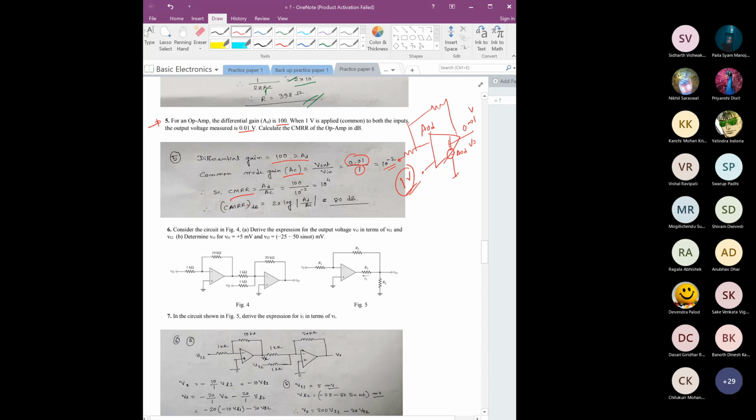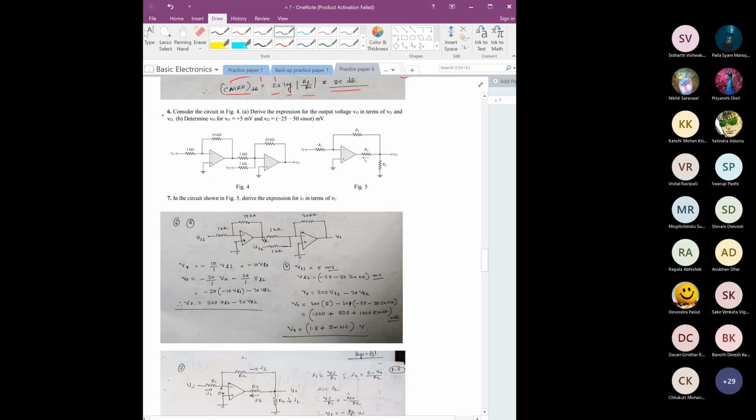So CMRR, we also know, is basically AD by AC, that is the differential gain by common mode gain. Better to take the mod, because you do not know whether you are using an inverting amplifier or non-inverting amplifier. So 100 by this gives 10 to the power 4. If CMRR has to be represented in dB, then CMRR in dB is 20 log of mod of AD by AC. So it is basically 80 dB. So the CMRR is 80 dB for this op-amp circuit. Right? Is this clear to you? Okay.